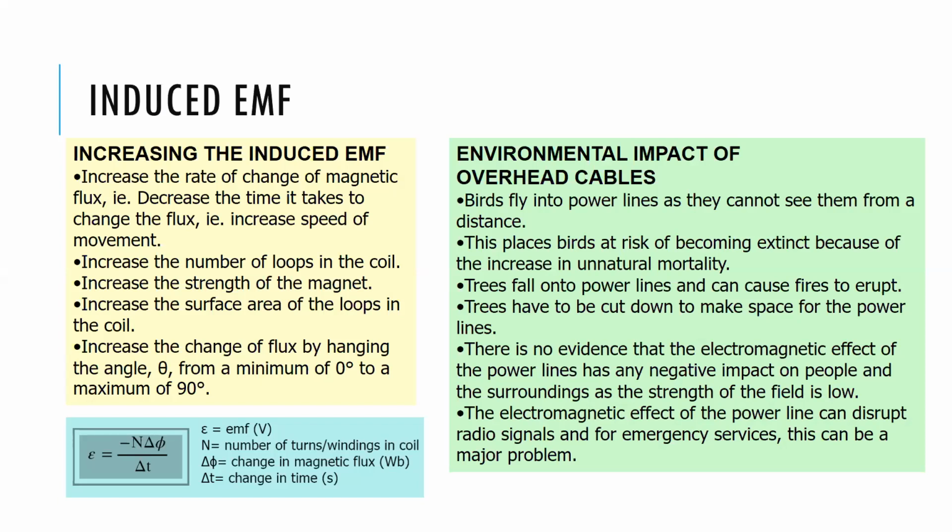Increase the strength of magnetic field, it will increase the B, it will increase the flux, and then it will increase the delta flux, and it will increase the EMF. Increase the surface area of the loops, it will increase A, and A is the cross-sectional area, and that is directly proportional to flux. It will increase the flux, and then an increase in flux will increase change in flux, and that will increase the EMF. And then by changing the angle between the normal line to the cross-sectional area and the magnetic field lines, you can also increase the induced EMF.